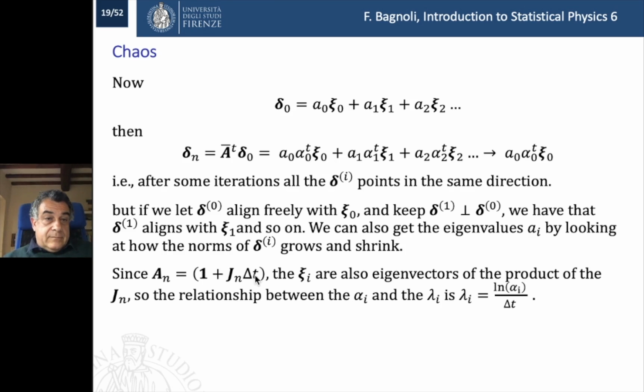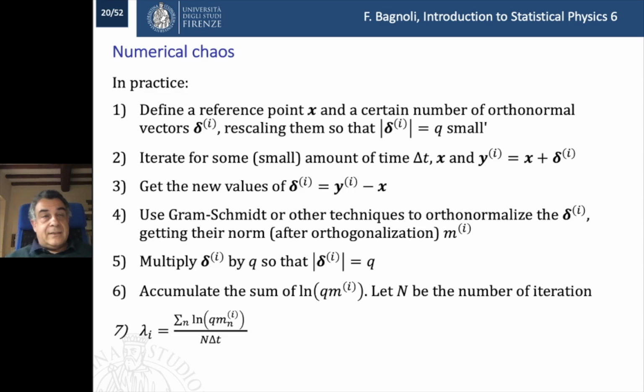And clearly, we have the logarithm of these things, since they are the logarithm of something like 1 plus the Jacobian delta t. We can do exactly the same, and the relationship between alpha and lambda is that lambda is the logarithm of the eigenvalues of this one divided by delta t.